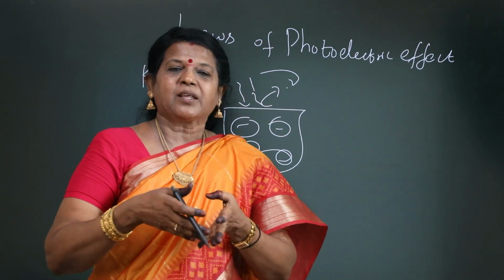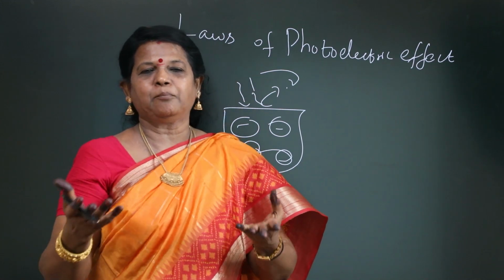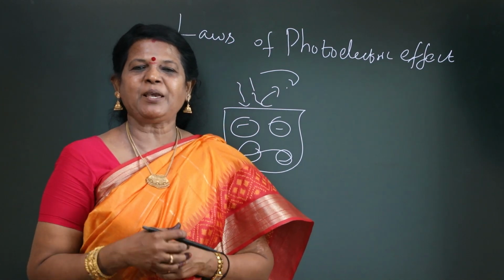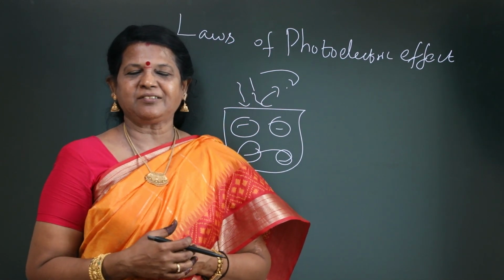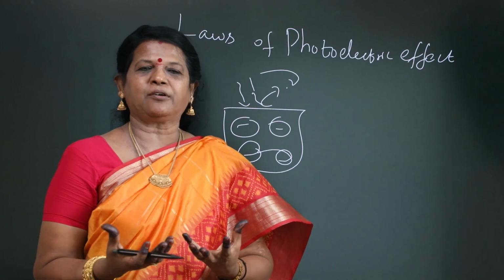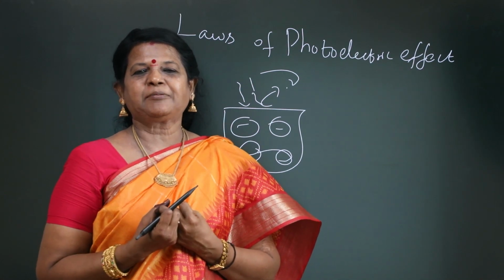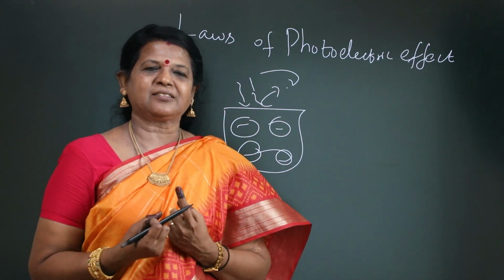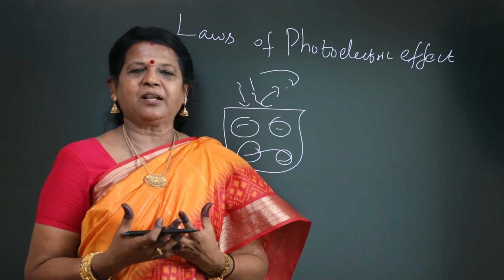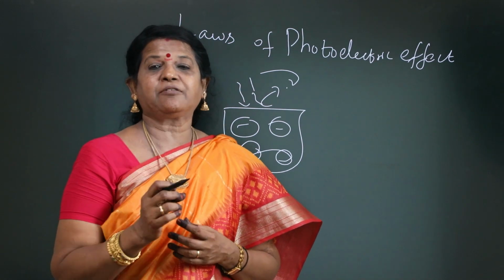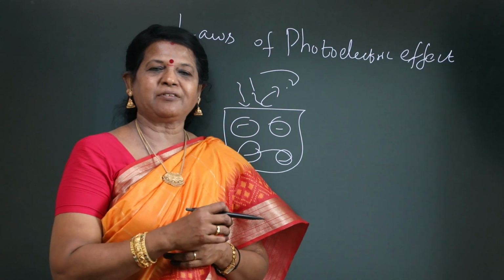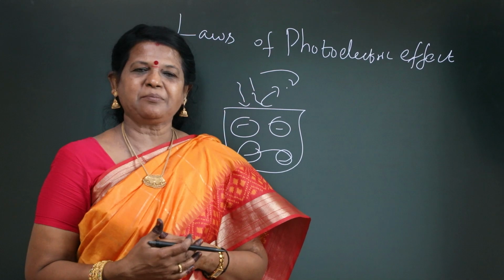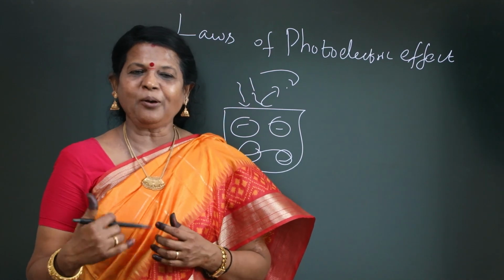So more frequency means more kinetic energy is observed. Lesser frequency incident on the surface of the metal means lesser amount of energy is obtained by the electron. So the maximum kinetic energy value of the photoelectrons for a particular metal is directly proportional to the frequency of the incident light. More frequency, more maximum kinetic energy. Lesser frequency means the maximum kinetic energy is also lesser.